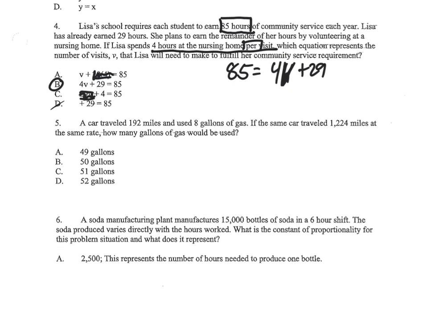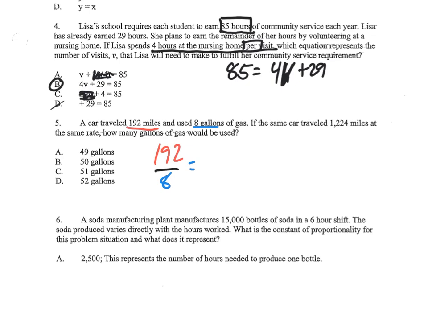Number 5, a car traveled 192 miles and used 8 gallons of gas. If the same car traveled 1,224 miles at the same rate, how many gallons of gas would be used? We've talked about a problem similar to this a couple of times. I think the easiest way to do it is first figure out how many miles per gallon we're talking about. So those are our miles, those are our gallons. I would just do 192 divided by 8 to start off this.